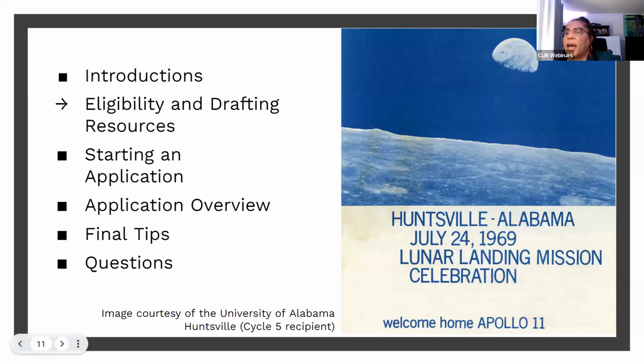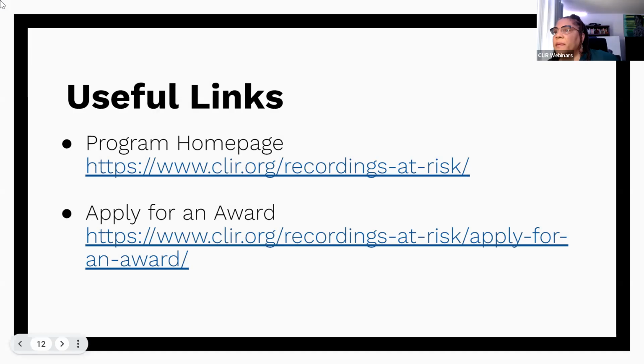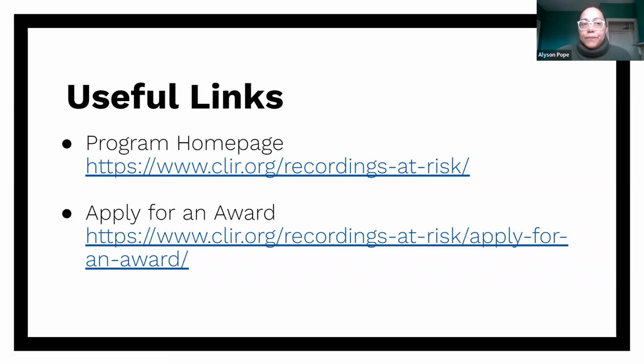With that, Allison will then move into the eligibility requirements for the program and the resources that are available to applicants. Thanks, Sharon. We have provided all the information applicants should need on the Recordings at Risk program pages. In particular, the program's homepage and the Apply for an Award page. We'll share these links throughout the presentation and also point to specific resources available.